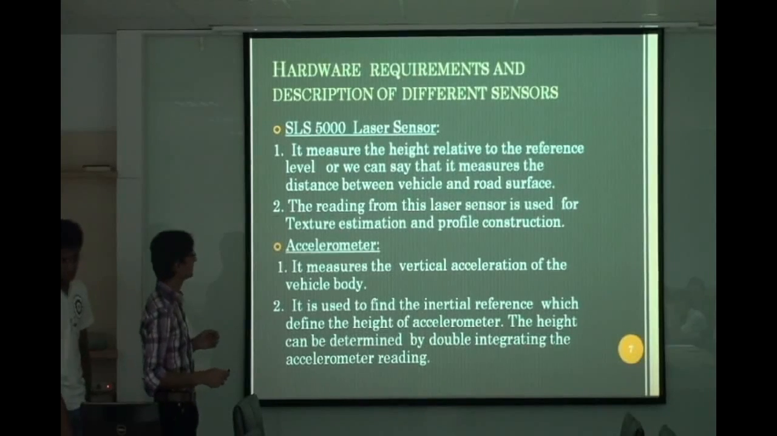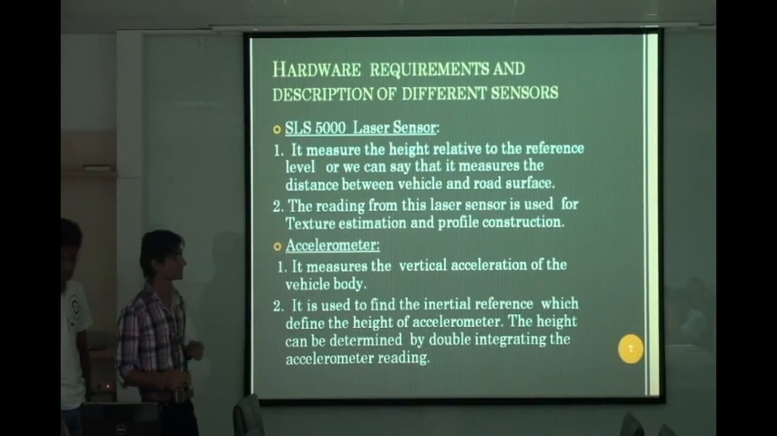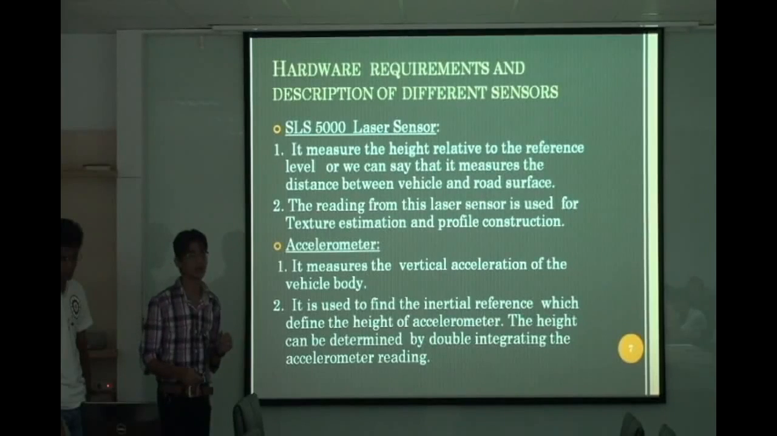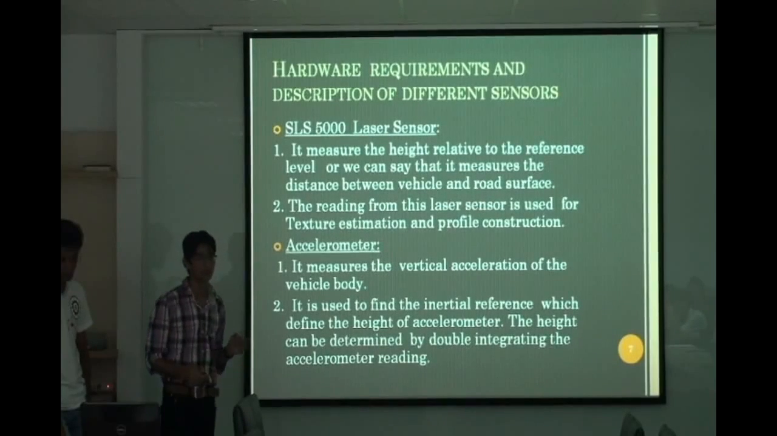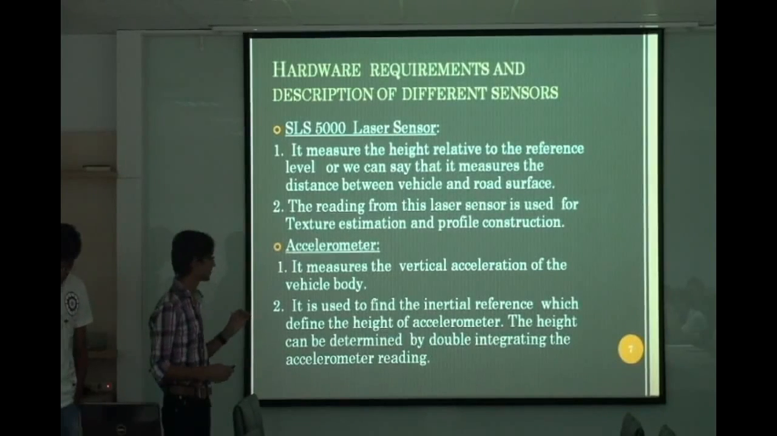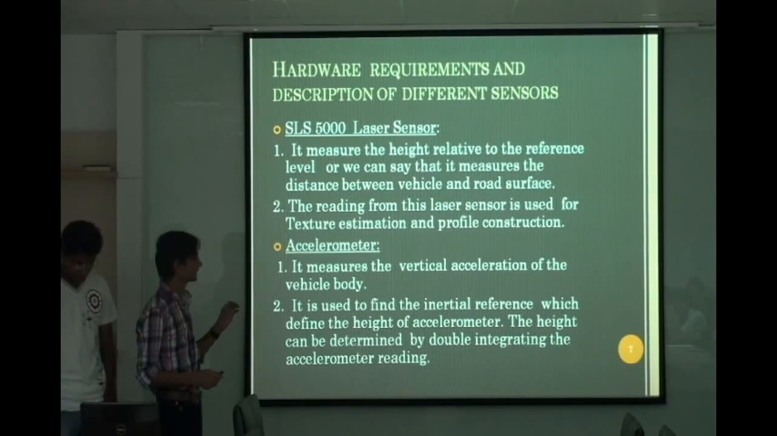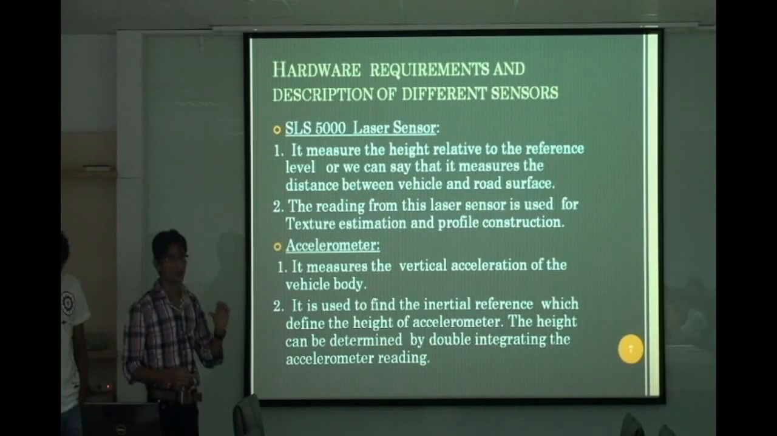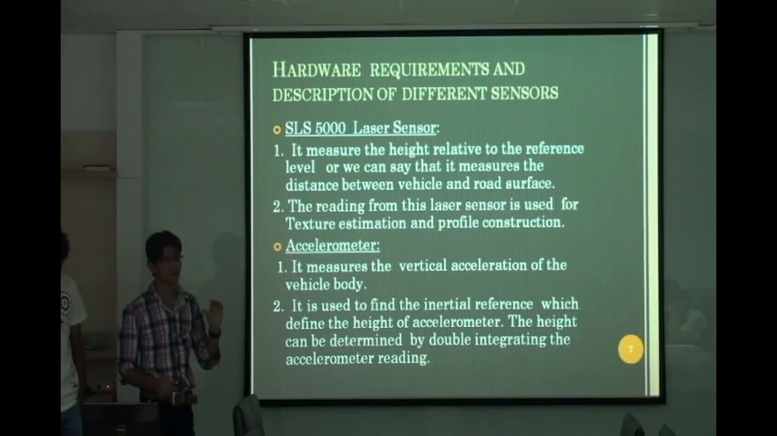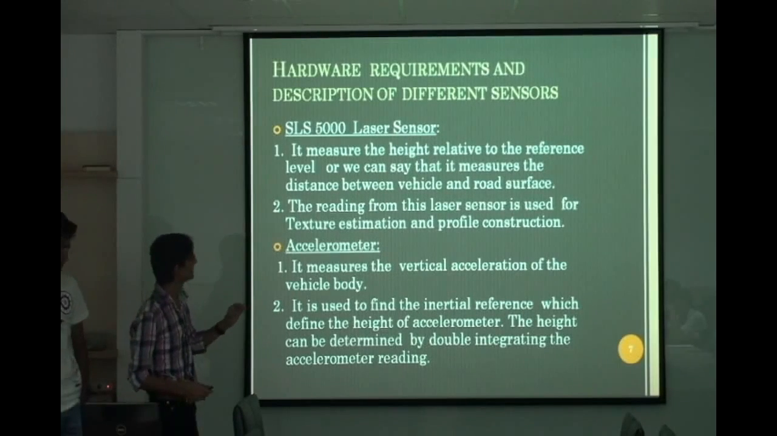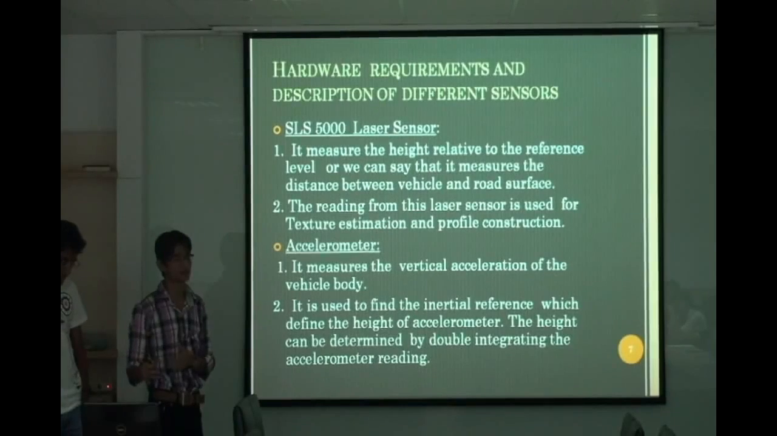Second thing is the accelerometer. It measures the vertical acceleration of the vehicle body. So basically, the accelerometer measures the vertical acceleration, and from this acceleration reading, we just double integrate these values to get the terms of dimensions of meters, so that we can use it further for the profile construction.